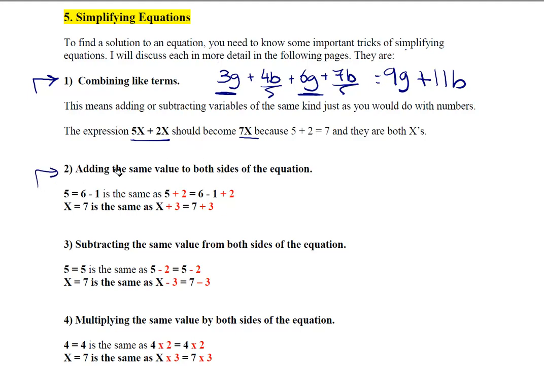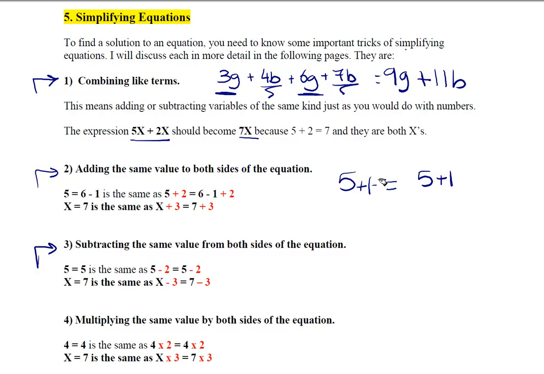Number 2, adding the same value to both sides. Whenever you have an equation, if you add or subtract, number 2 and 3, the same number to the left of the equal sign and to the right of the equal sign, you do not change anything in the equation. Meaning, you are allowed to do that. Why? Doesn't 5 equal 5? Okay. Add a 1 here and add a 1 here. Doesn't it become 6 equals 6?